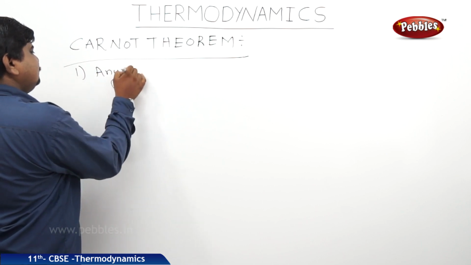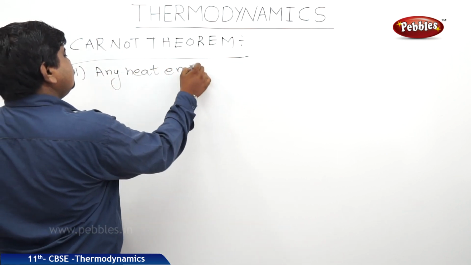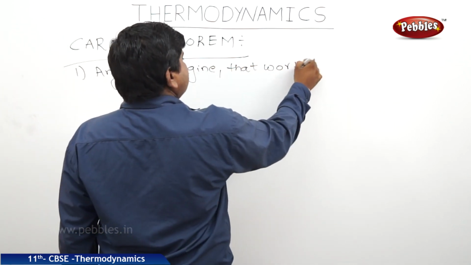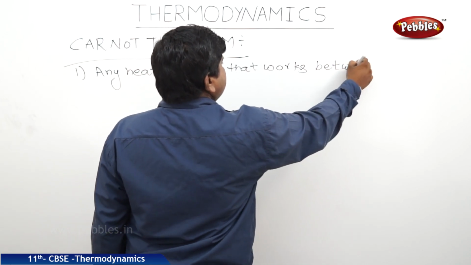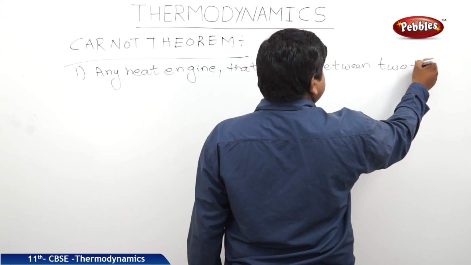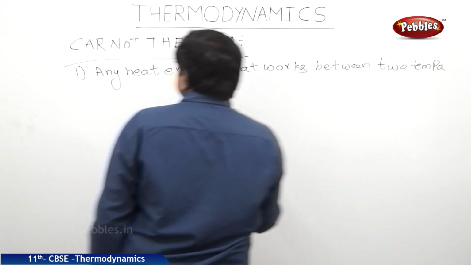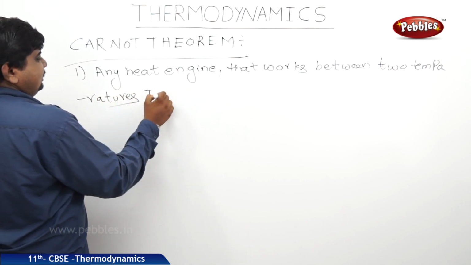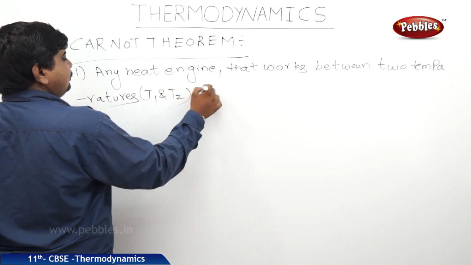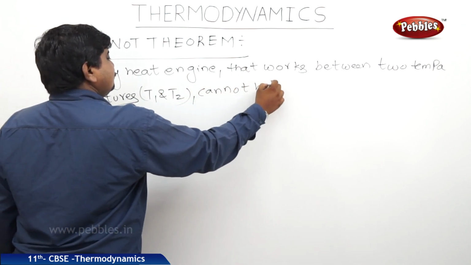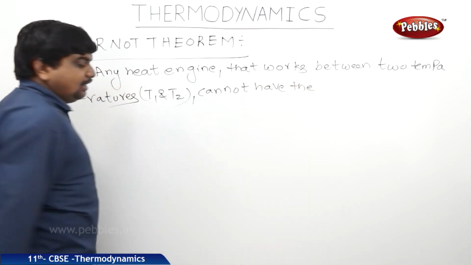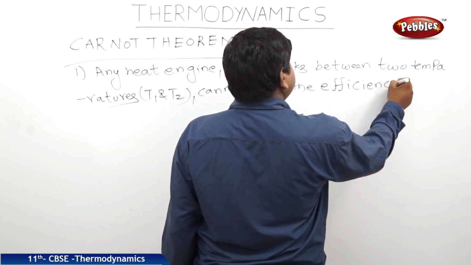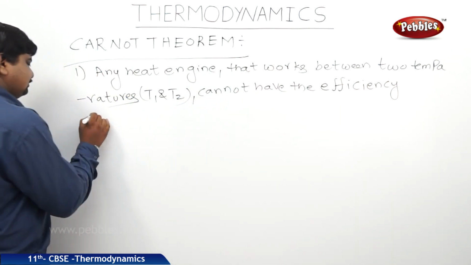Any heat engine that works between two temperatures T1 and T2 cannot have the efficiency more than Carnot's heat engine.